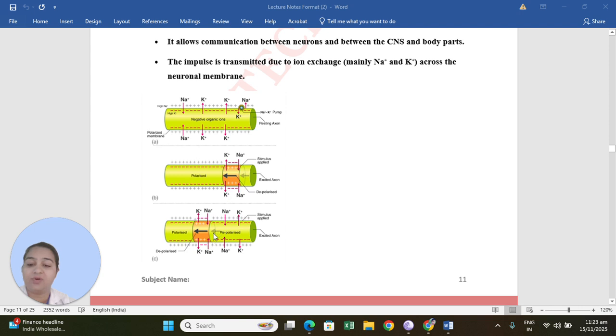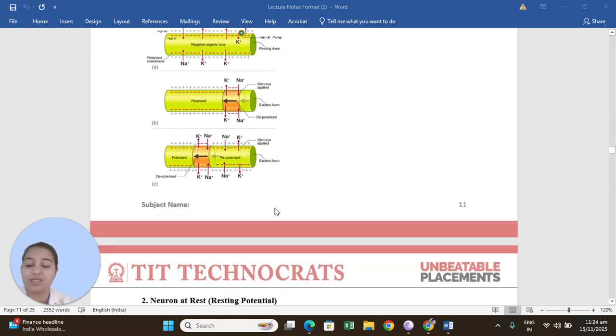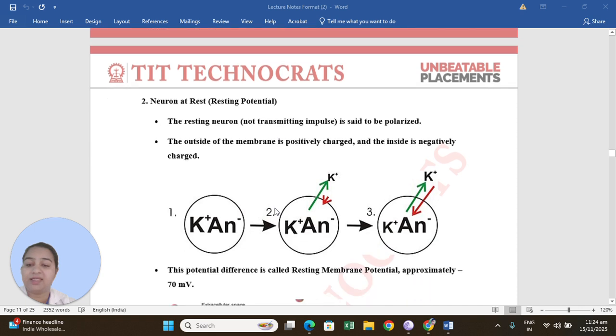When it is repolarized, again the potassium will go out, and sodium will enter. So this is the excited axon end. Now you will ask me what is depolarize and repolarize. We will be understanding this in the next chapter.